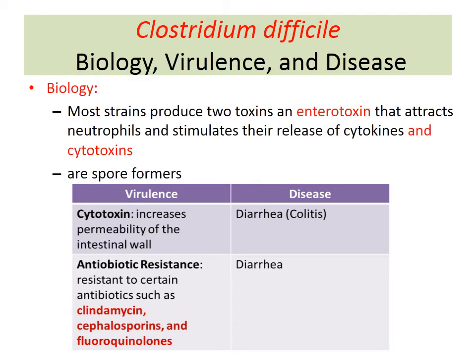And the last bacteria for today, again, is something that we may have discussed earlier as well. On a recap, Clostridium difficile. Most of the strains in this particular family produce two toxins. One is enterotoxin, that basically attracts neutrophils and stimulates the release of cytokines, and the other is cytotoxin. So you can see from here, this is more to do with enterotoxin.